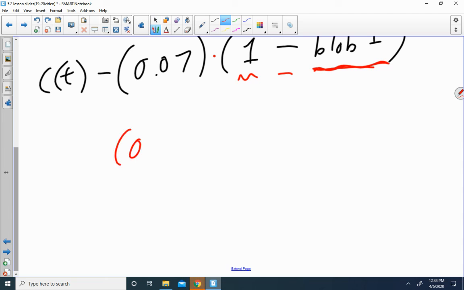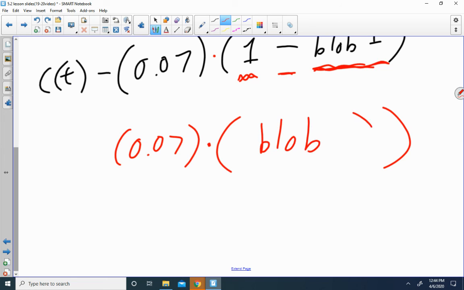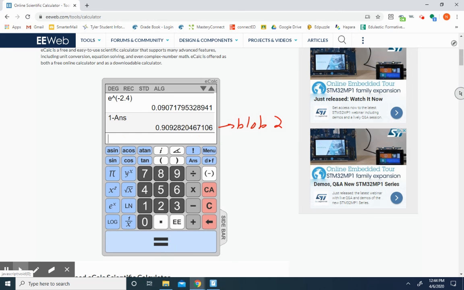So we still haven't done anything with the 0.07. We just did 1 minus blob 1, which got us blob 2. And now you can finally find the final answer. Take 0.07 times blob 2. So let's go to the calculator. That's blob 2, or previous answer. So let's do 0.07. We're going to multiply that by the previous answer, where the previous answer was blob 2. And press enter. And that is our final answer.